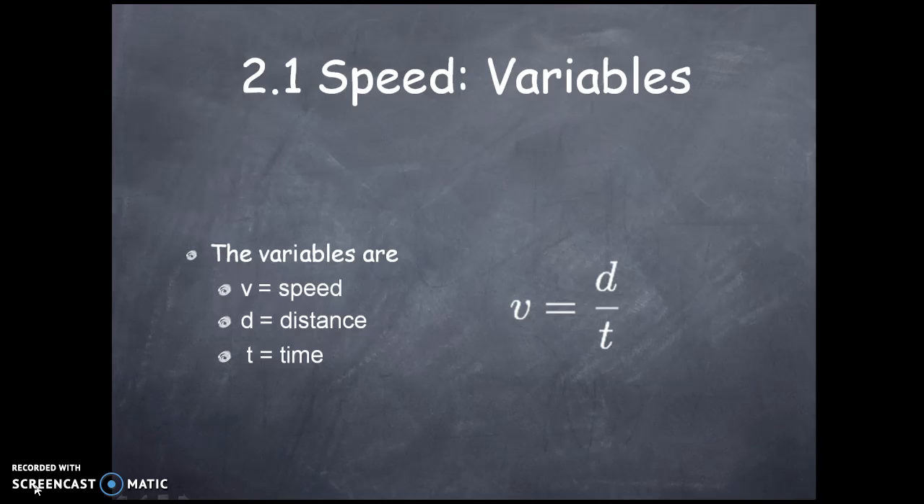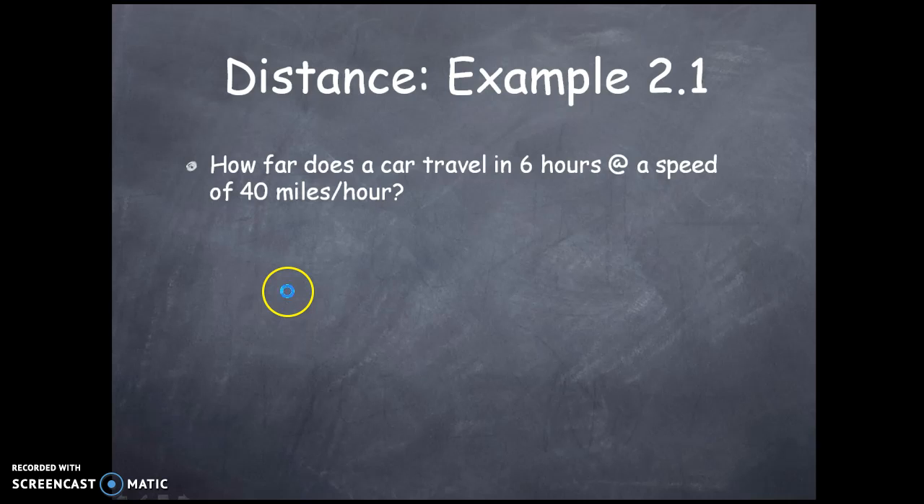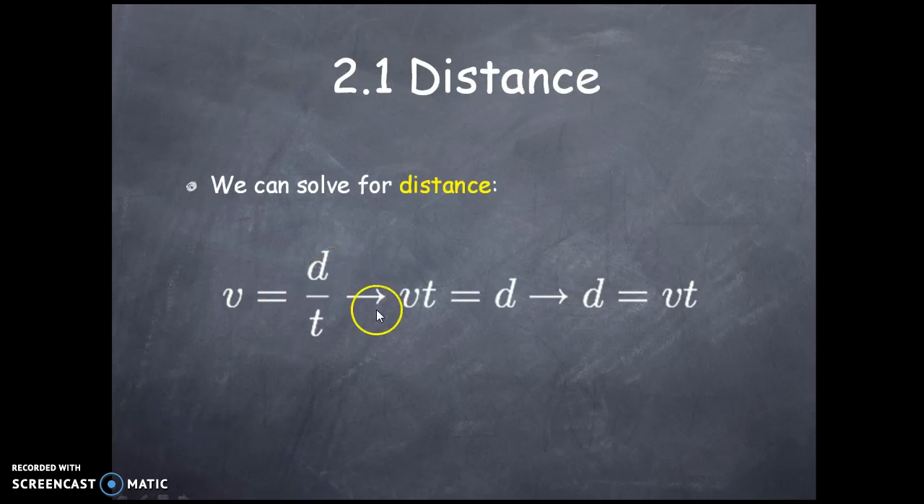The variables are v equals d over t, where v is speed, d is distance, and t is time. We can solve for distance by shuffling the variables around, and that will give you d equals v times t. So if you take this t from here, this is in the denominator, so it will go to the numerator. So if you want to find out the value of d, that would be nothing but v times t, that is velocity times time, or the speed times time gives you the distance.